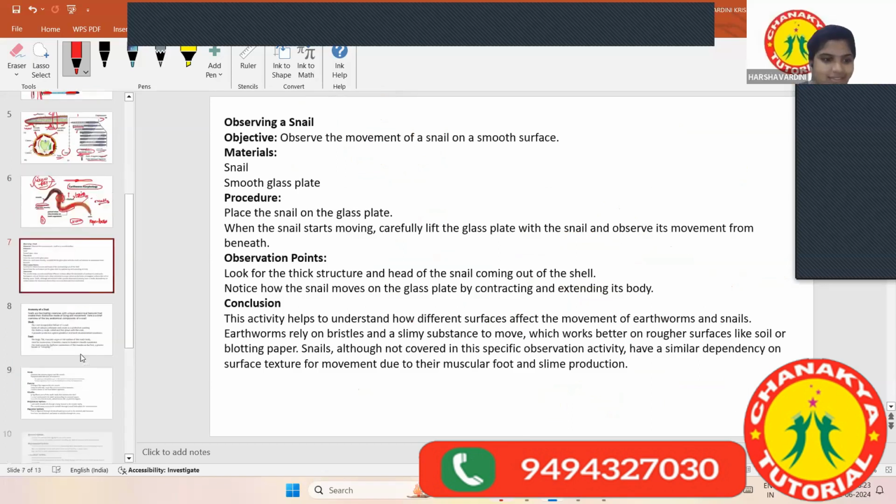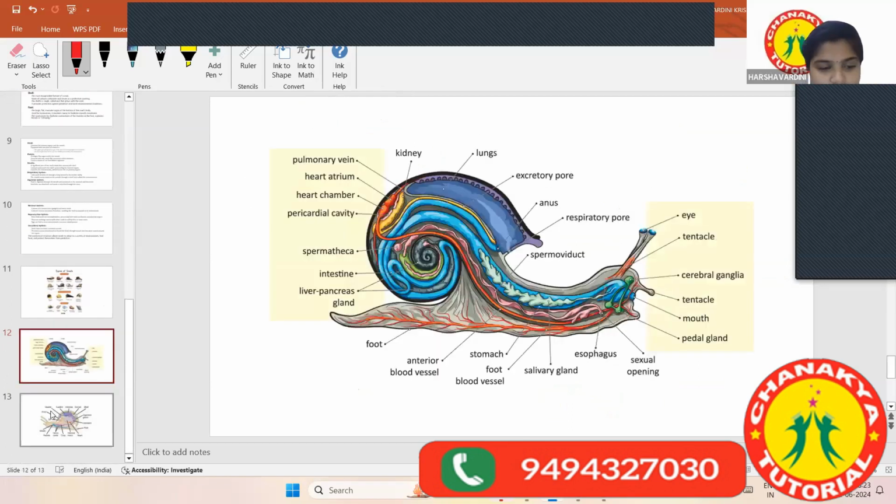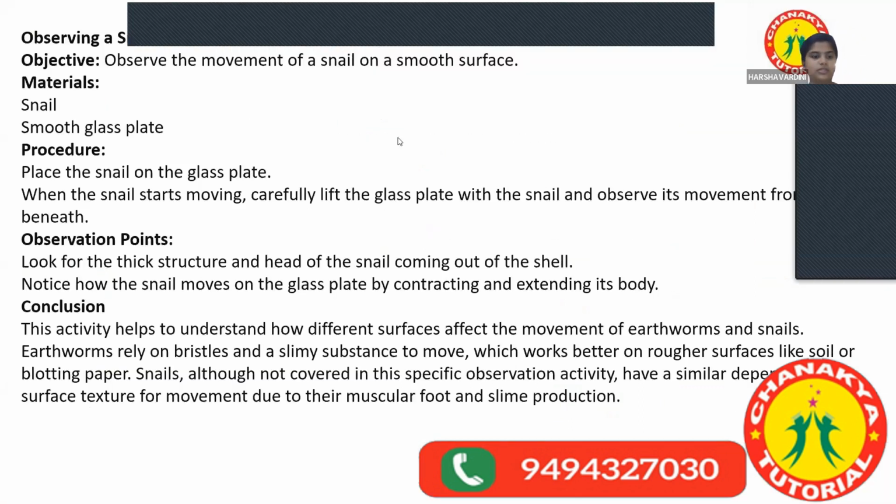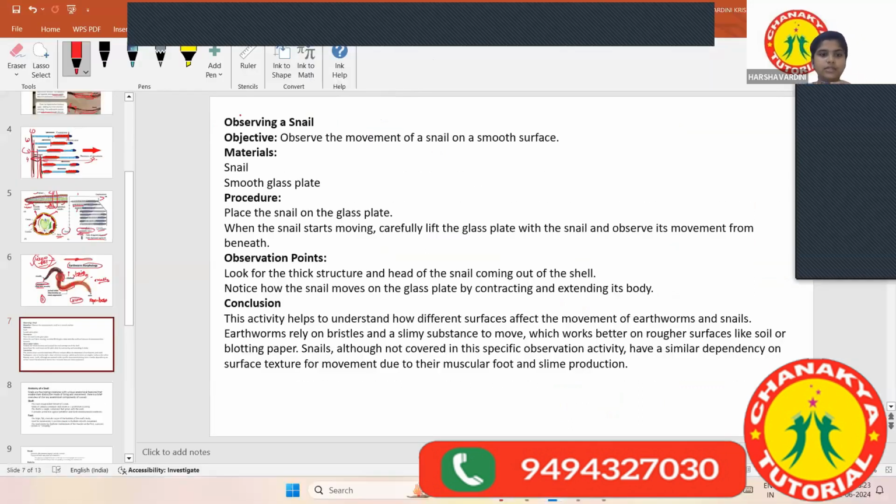Now going to snail. This is the anatomy of snail, we'll come to that later. This is a snail. So this is a simple activity given in your book, you can just have a look at that. What is the objective? Observe the movement of a snail on a smooth surface.